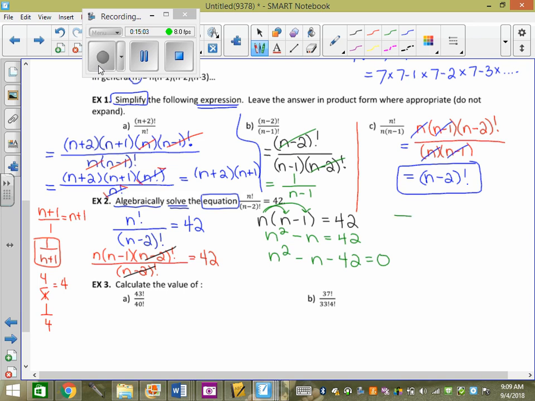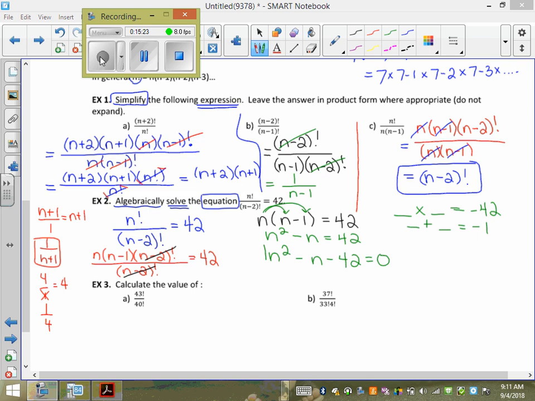So we're going to do what times what equals first times last. 1 times negative 42, so negative 42. What plus what equals middle term, negative 1. So what multiplies to give you negative 42 and adds to give you negative 1? Okay, negative 42. What multiplies to give me negative 42? Which one's negative? Yeah.